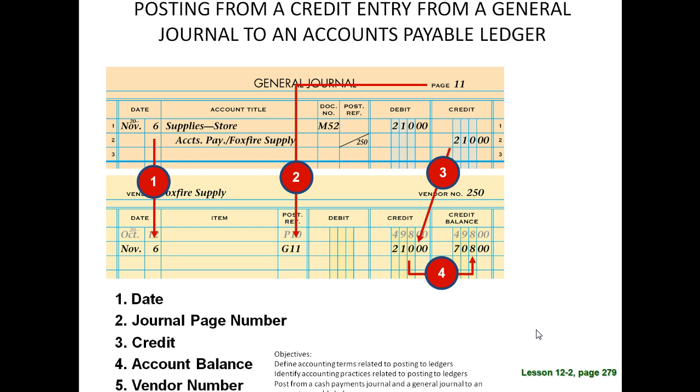And then the very last thing is that we go back to our general journal and we write the vendor number right here in our post-ref column. Well, if you notice, we have the slash, right? This top piece corresponds to accounts payable. This bottom piece corresponds to Foxfire Supply. So we write 250 below the slash for this one.